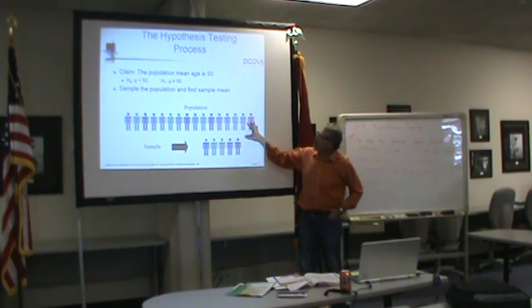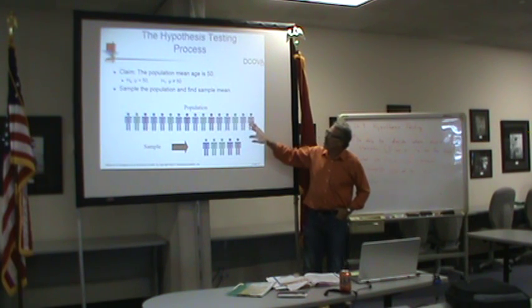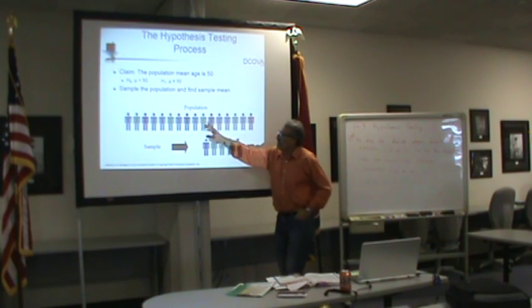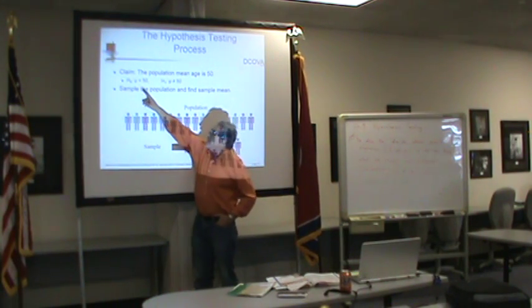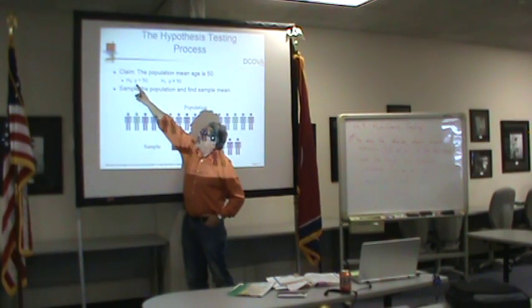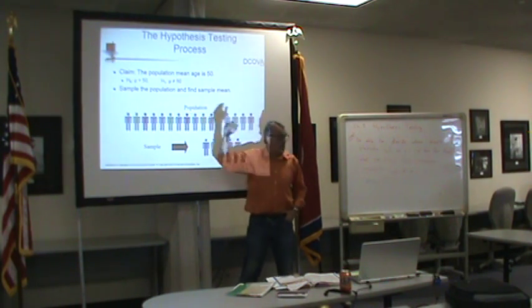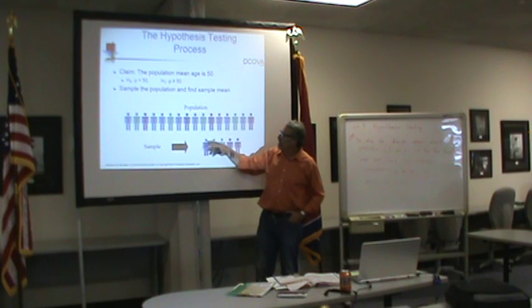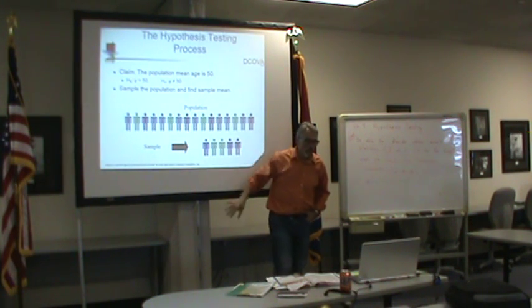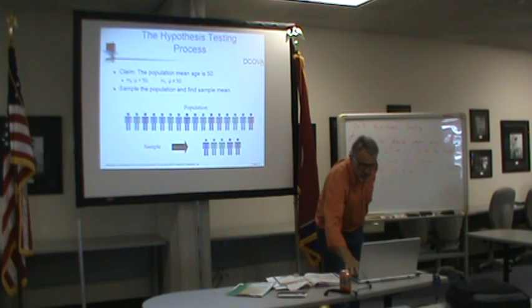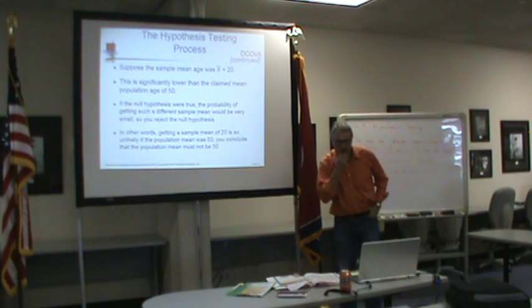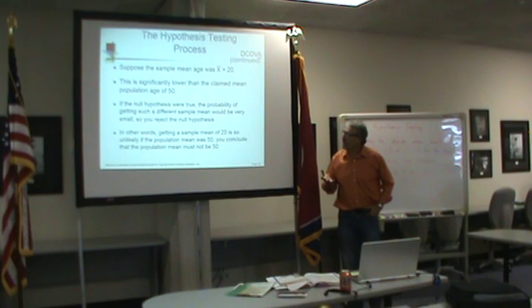So, we got a population, and we think that the average age of this population is 50. So our null hypothesis is, hey, the mean age of the population is 50. Our alternative is that it's not. Okay, well, let's sample it. So we got all these people, we take a sample that's a smaller number than the whole people, and we came out with a sample average of 20.